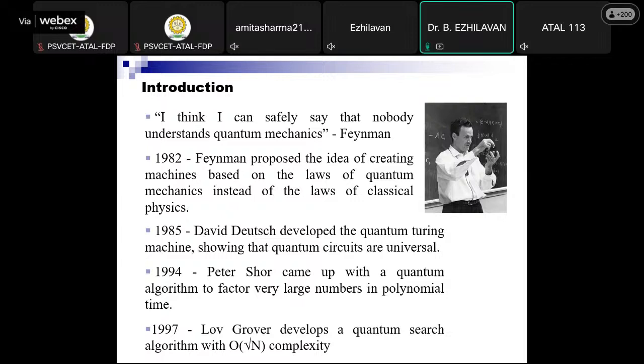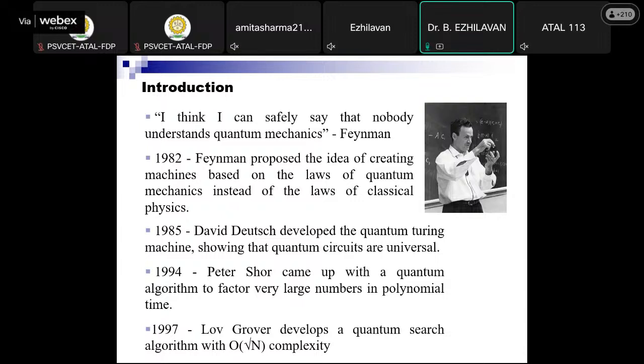Feynman told that, "I think I can safely say that nobody understands quantum mechanics," because it is a very tough subject. While I told that 0 to 1, while we are shaking that and all, we can't understand quantum mechanics.